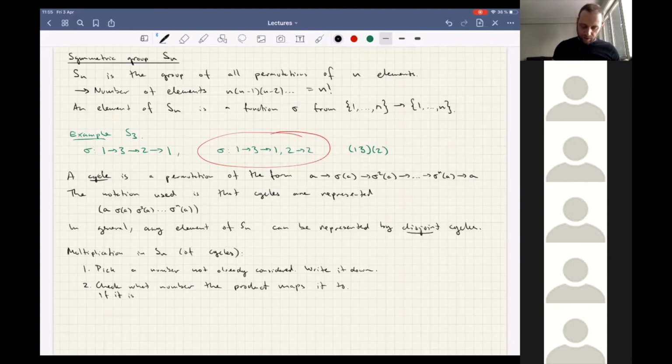If it is a new number, write it down. Otherwise, do step 2 again. Otherwise, step 3: you write parentheses around the cycle. That's going to correspond to when you get back to the start of the cycle. Then we just write parentheses around the cycle, and repeat from 1.